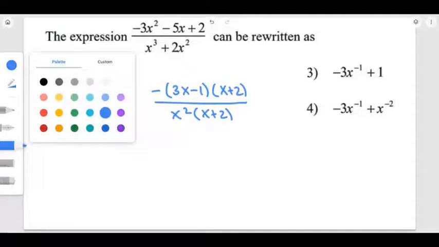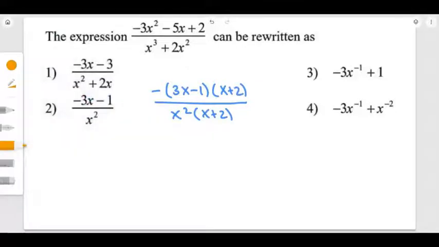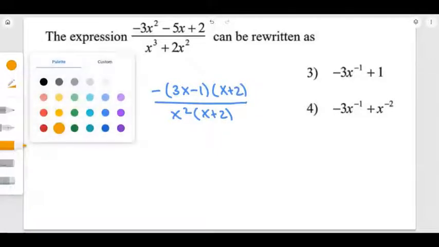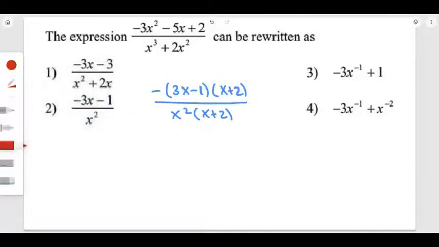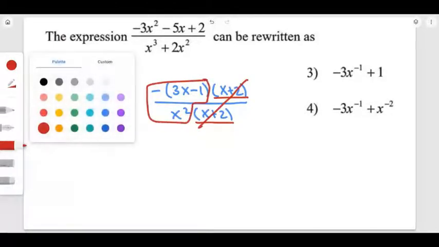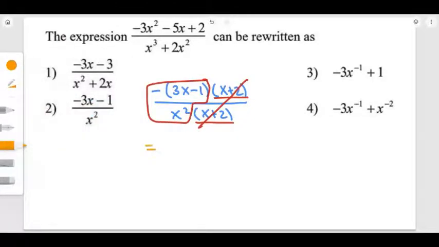Now that we've done the first step, which is factoring, we need to simplify this expression more. But before we simplify, as you can see, we have two factors that are the same, so they are going to cancel each other. We're going to be left with negative 3x minus 1 over x squared.